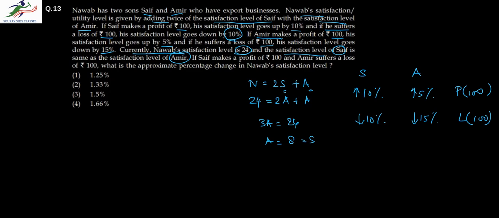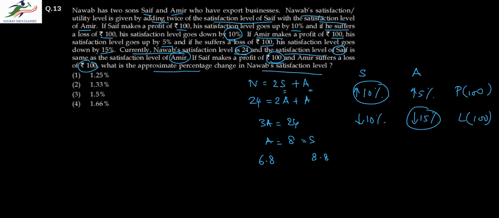And if Saif makes a profit of 100 and Amir suffers a loss of 100, so if Saif makes a profit of 100, his will go up by 10%, so it will become 8.8, and Amir suffers a loss of 100, so his goes down by 15%, so 8 will become 6.8. And then it is asked what is the approximate change in Nawab's satisfaction level.